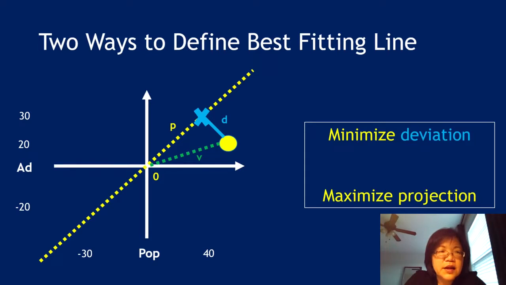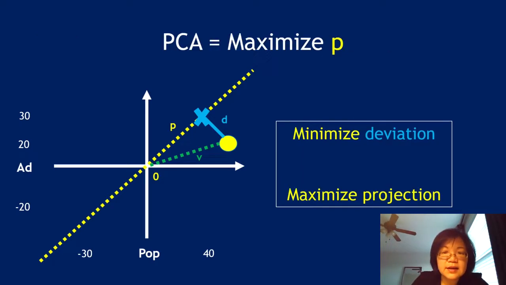So again, just to recap, there are two ways to define the best fitting line. We can try to minimize D, or we can try to maximize P. And in the principal component analysis mathematics, we're going to look at this as a maximization problem, trying to maximize P.